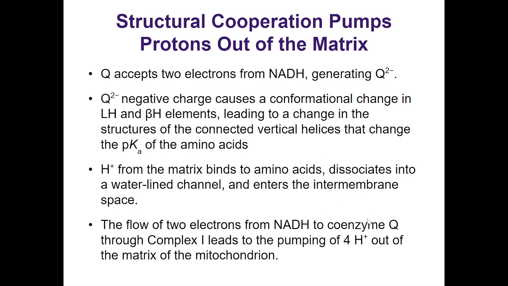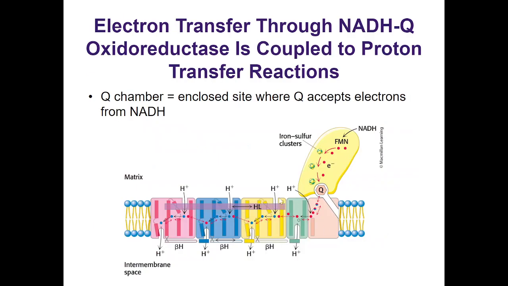So the H plus from your matrix, the flow of the two electrons from your NADH to your coenzyme Q through the complex 1 will lead to the pumping of your 4 H pluses out of the matrix of your mitochondria. Pumping is kind of okay. Yeah, it attaches it to what is being used as a base, but it's not a particularly great base, right? And so this side then is going to have it release from that base.